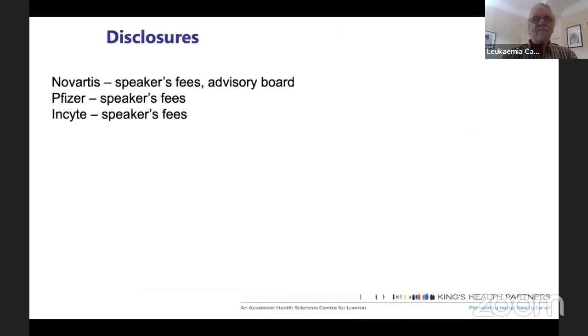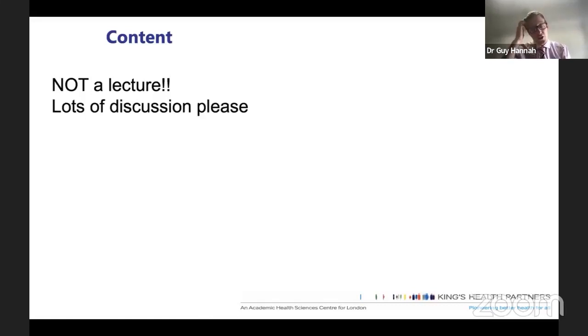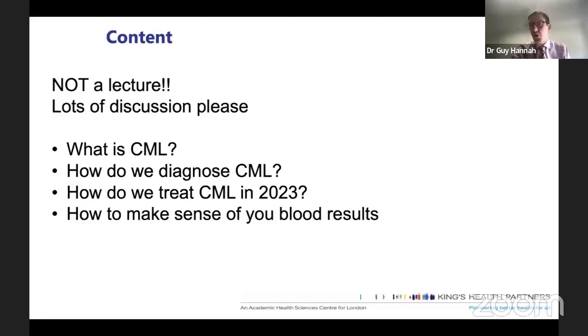So these are my disclosures, the usual CML people who make the drugs. What I was going to talk about today isn't meant to be a lecture. It's not saying this is what to do, or this is how things are done. There's no quiz at the end. I want this to stimulate discussion. That's the most important thing. So this is what I was going to talk about.